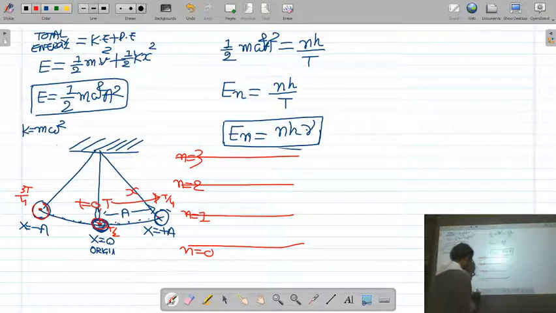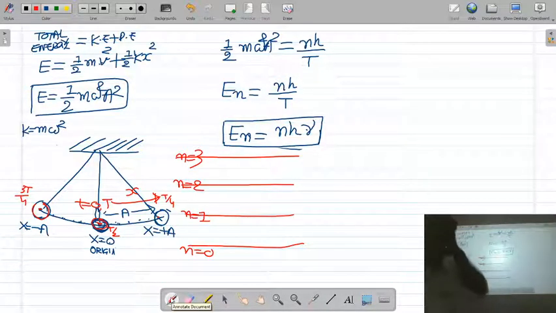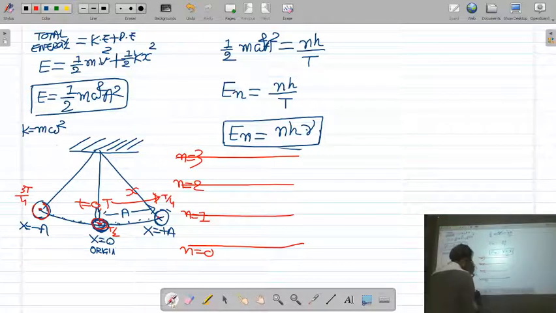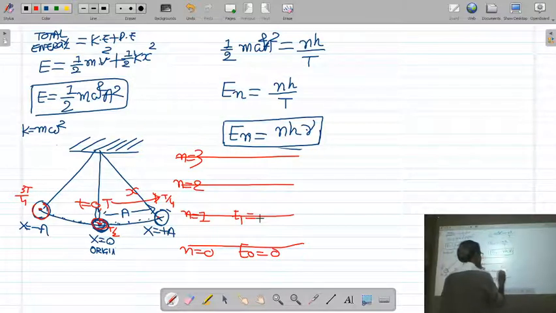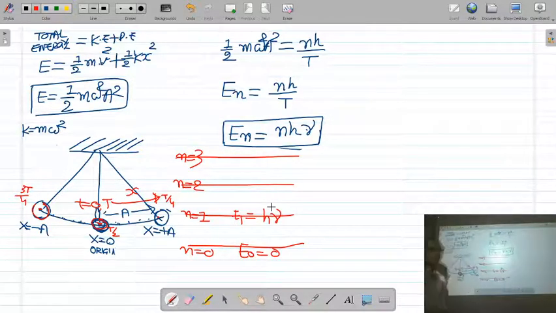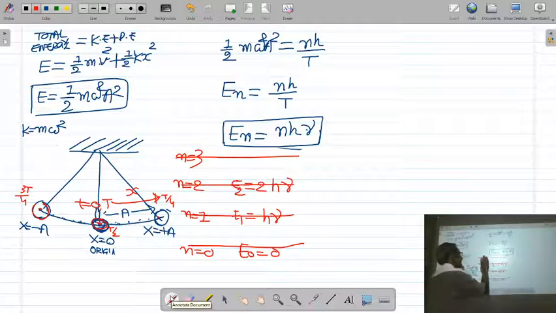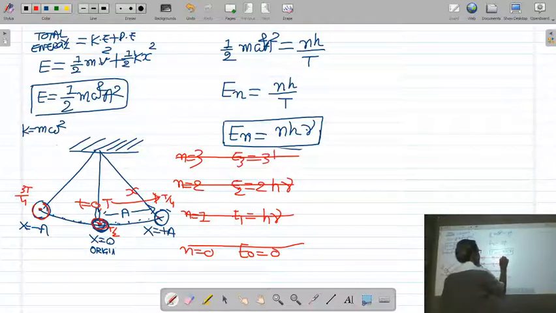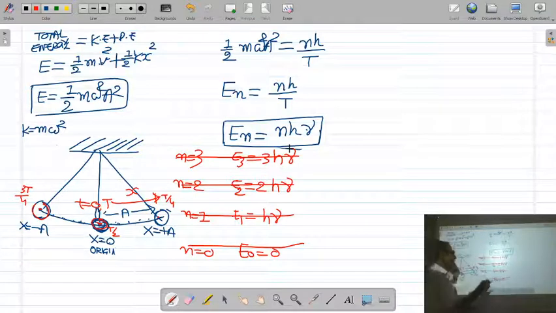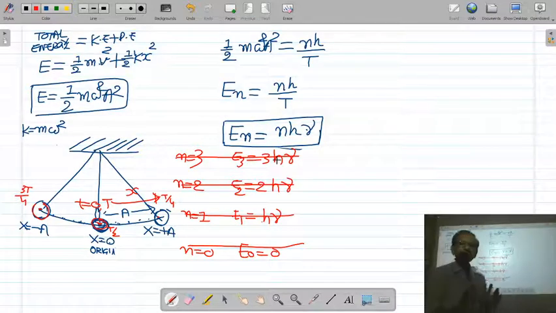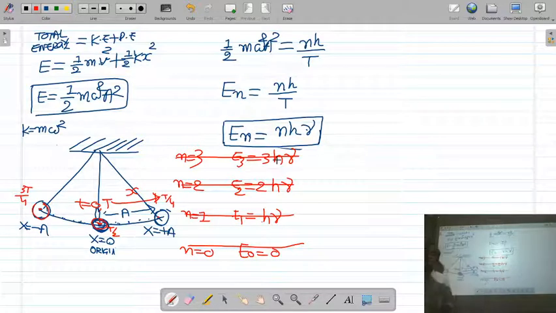You can see that the energy of the oscillator is given by n h nu. So in the level n is equal to 0, the energy of the oscillator is 0. In the level n is equal to 1, the energy will be h nu. In the level n is equal to 2, the energy of the oscillator will be 2h nu. And if you take n is equal to 3, the energy of the oscillator is 3h nu. So the oscillator can have energy h nu, 2h nu, 3h nu. In-between values of energy are not possible. This is called quantization of the energy, and therefore the oscillator has discrete energy levels.